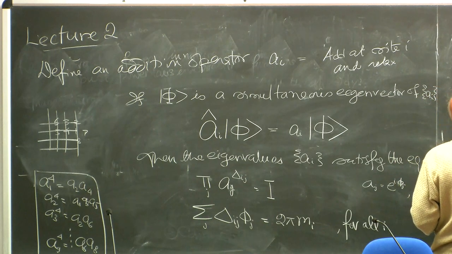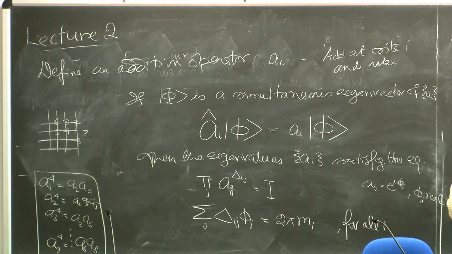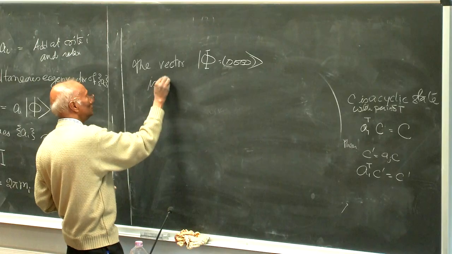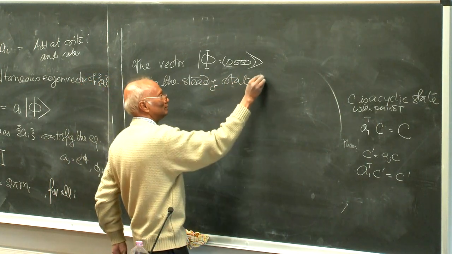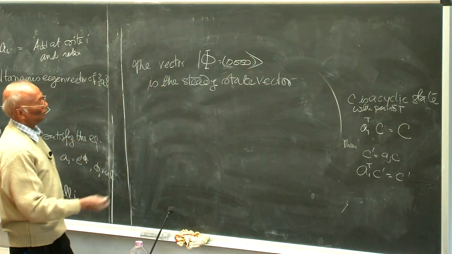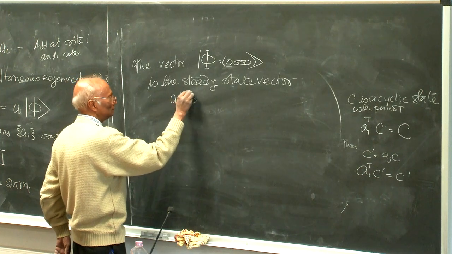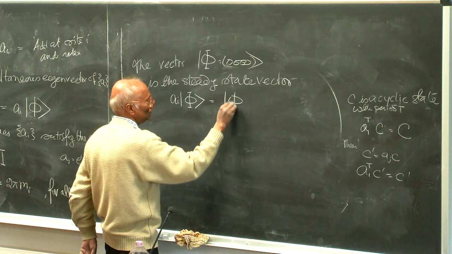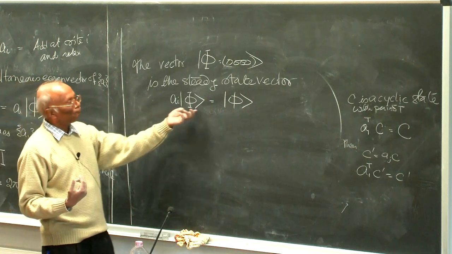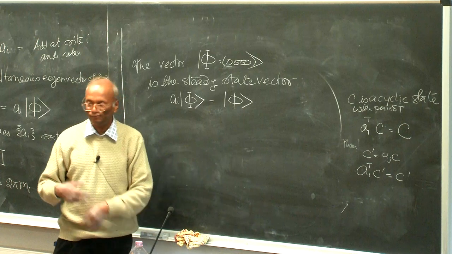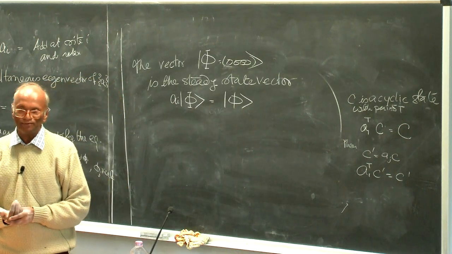The vector phi is equal to 0, 0, 0, 0. Is the steady state vector. AI acting on phi gives you phi, because e to the power 0. Suppose there is a solution like this, there is a vector phi such that all AI acting on phi give you back the vector, then that will be the steady state vector.